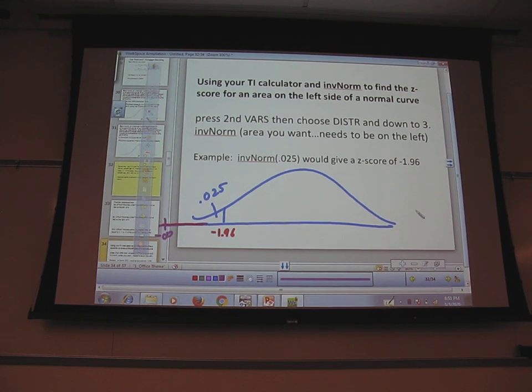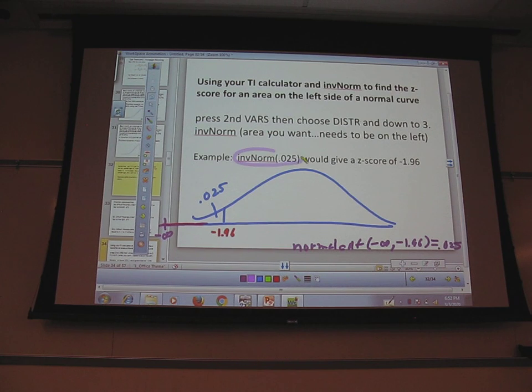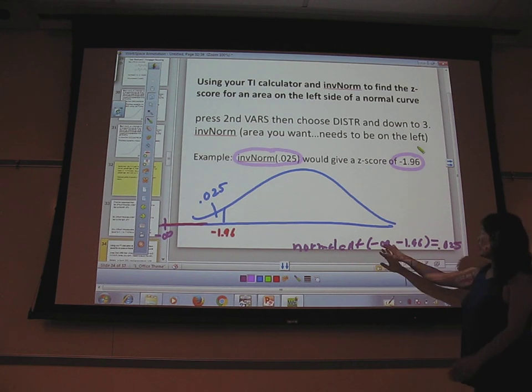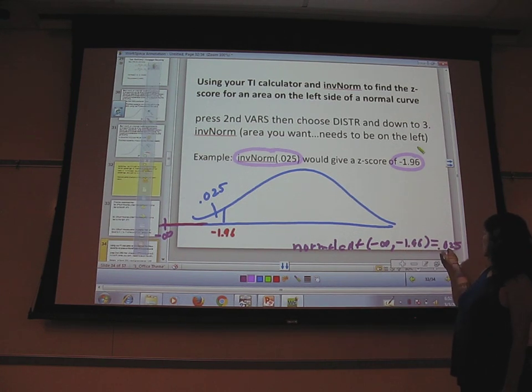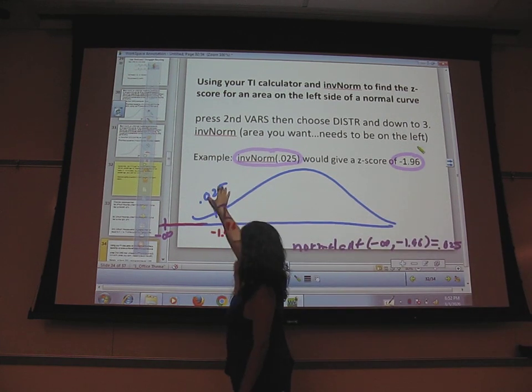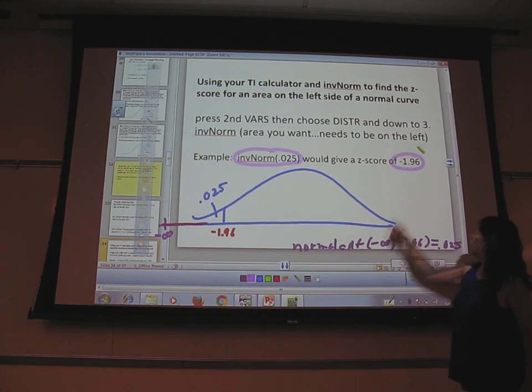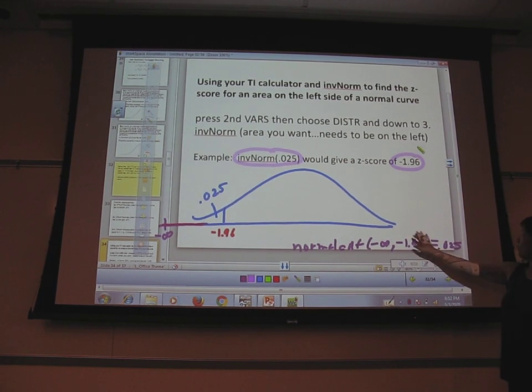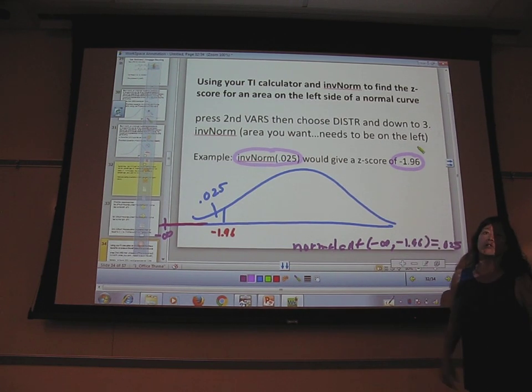So normal CDF of negative infinity, comma, negative 1.96 is 0.025. And inverse norm of 0.025 is 1.96. They kind of undo each other. Inverse norm of negative infinity to blank is this one. So then inverse norm of this one will give me whatever I get there. So if I picked a different number here, then whatever I did here, if I did inverse norm of that, I would get this thing here.